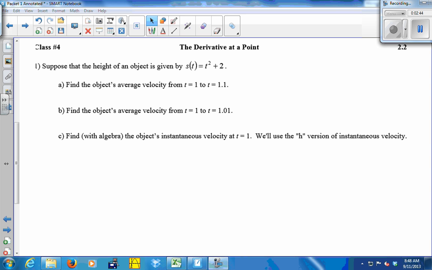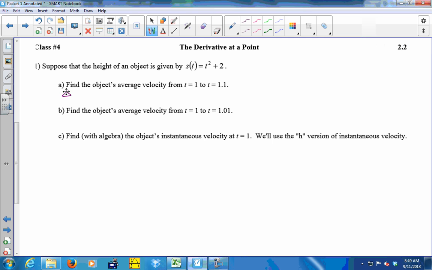Okay, so remember, we calculate average velocity by taking change in distance over change in time. Change in position divided by change in time. And the height of an object, that's its position. So I'm going to calculate the change in position by calculating its position at 1.1 and its position at 1 and subtracting. So I'm going to do s of 1.1 minus s of 1 over 1.1 minus 1.